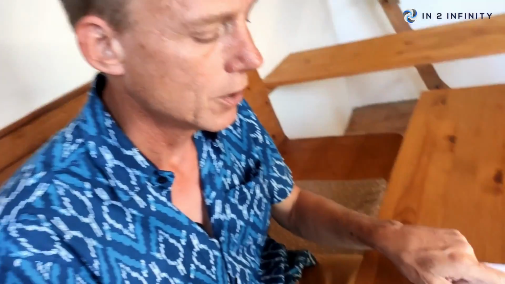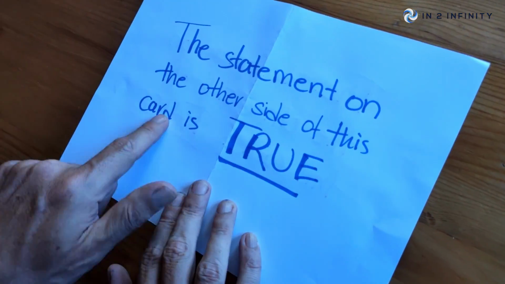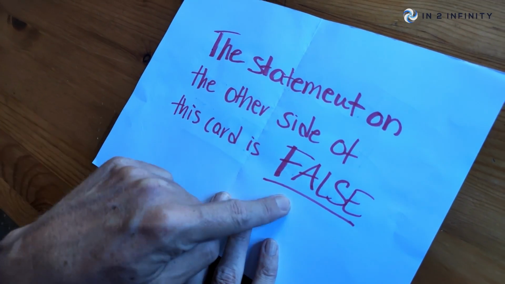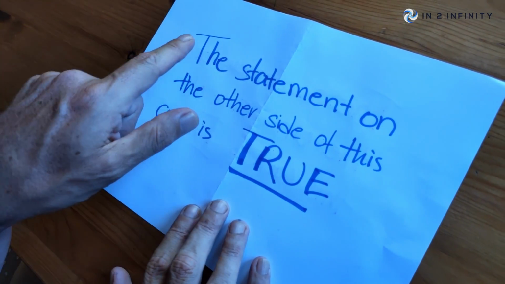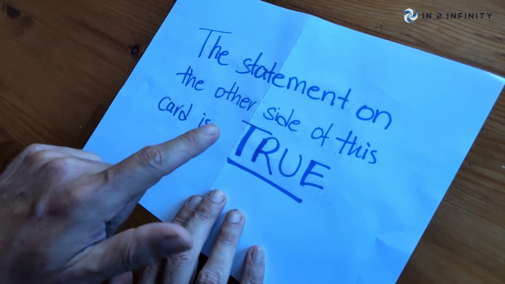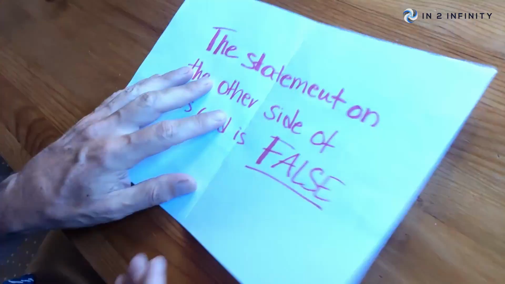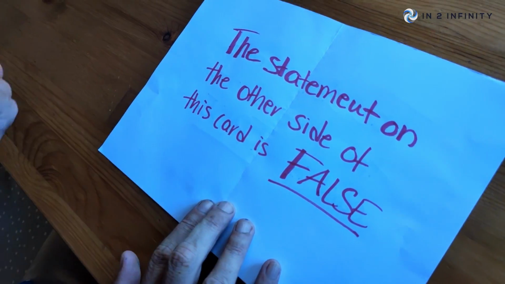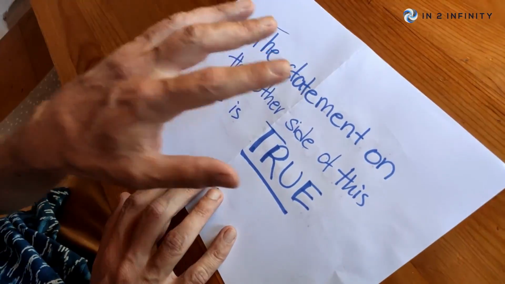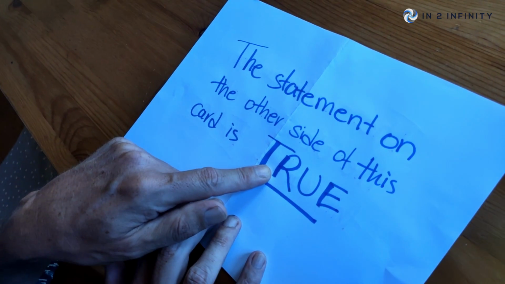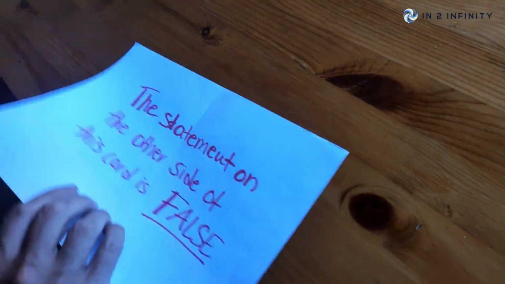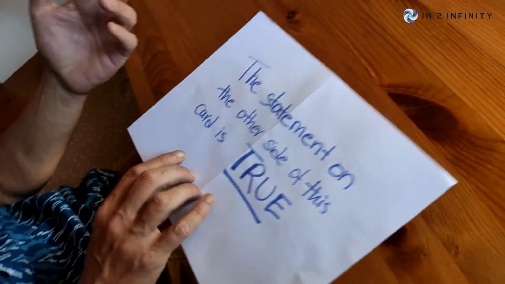The most simple explanation is to take something like a piece of paper, and on that paper you write that the statement on the other side of this card is true, and then you turn it over and write that the statement on the other side of this card is false. But if I turn it over and it says the statement on the other side of this card is false, then it means that the statement here is false, not true. And if that was false, then this would have to be true, not false. And so you keep going round and round in a kind of mathematical paradox.